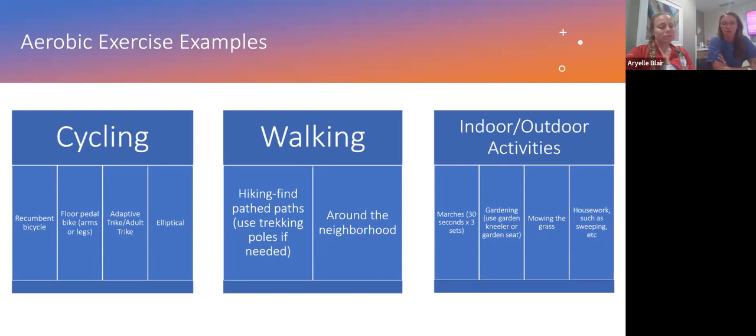So cycling examples, you can do a recumbent bicycle. There's floor pedal bikes that I recommend probably to like 90% of my patients that don't have a regular bike at home or access to a gym. You can do it with arms or your legs, so put it on the floor, use it with your legs, or you can put it on the tabletop and use it with your arms. You can get it for about $30 to $50 on Amazon.